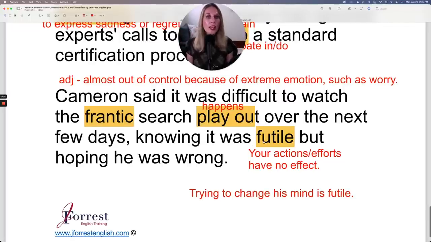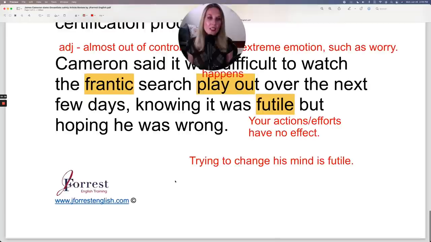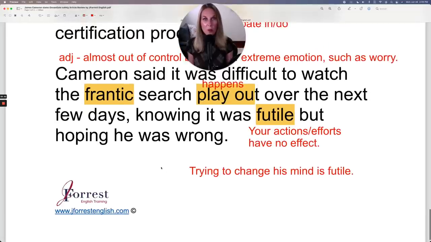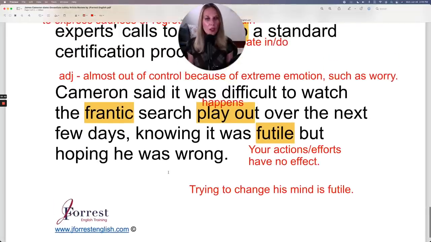Knowing it was futile, the search was futile, but hoping he was wrong. And of course he wanted to be wrong, because if he's right, it means that everybody died. And if he's wrong, it means there's a chance that they survived. But unfortunately, that isn't what happened. So that's the end of our solemn article. Now what I'll do is I'll read the article from start to finish, and this time you can focus on my pronunciation.